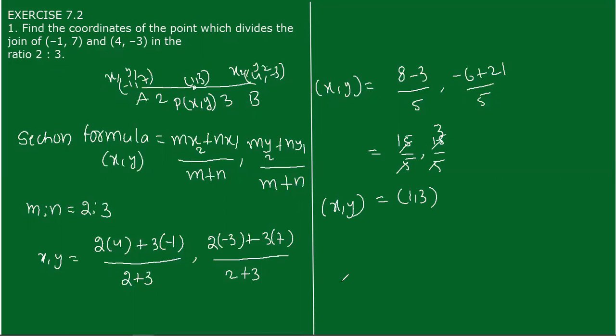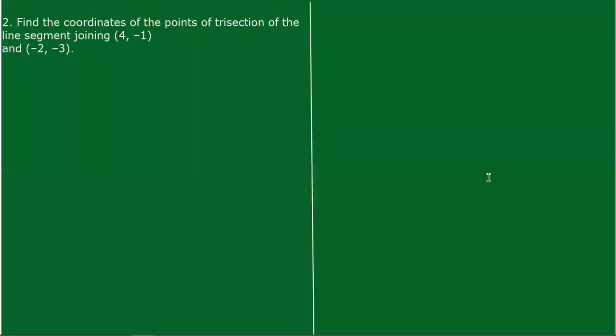Now we will do the second one. The second one is: find the coordinates of the points of trisection of the line segment joining (4, -1) and (-2, -3). So here we have one term, trisection. Before we do this, we should know what is trisection.